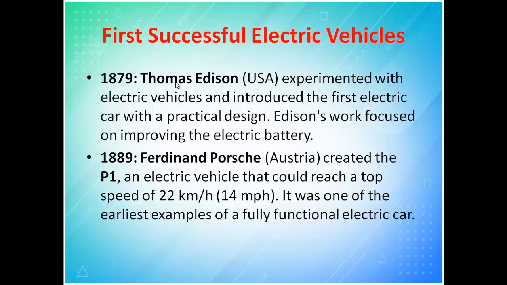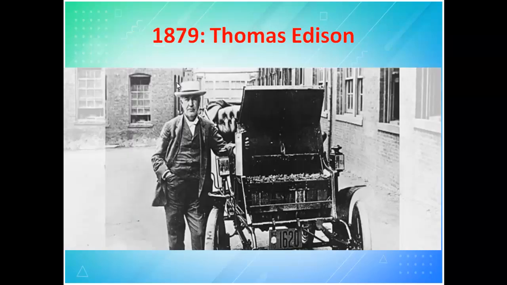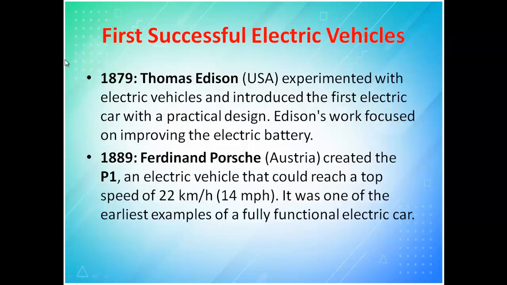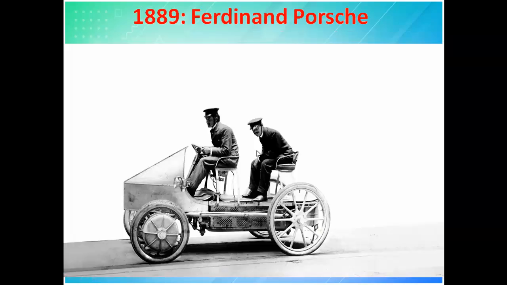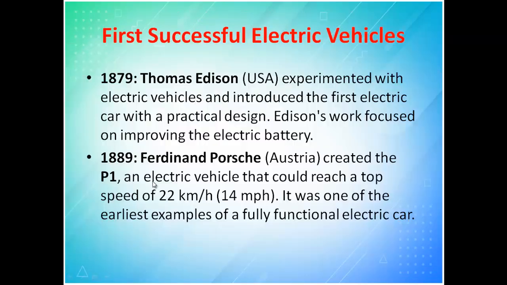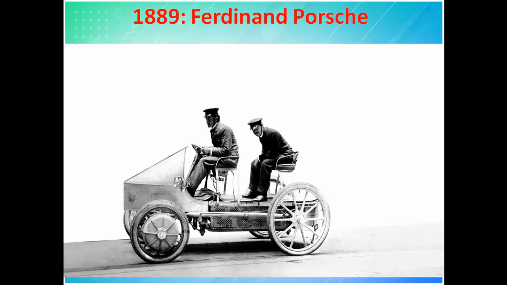In 1989, in Austria, they created the P1, an electric vehicle that could reach a top speed of 22 kilometers per hour. At that time it was a great achievement. It was one of the earliest examples of a fully functioning electric car. So I told, in 1879 by Thomas Edison, a commercial car, where you can see all the batteries are placed at the front. And in 1889, they developed a car which was able to run 22 kilometers with a passenger at the back. Again the battery pack is provided here.